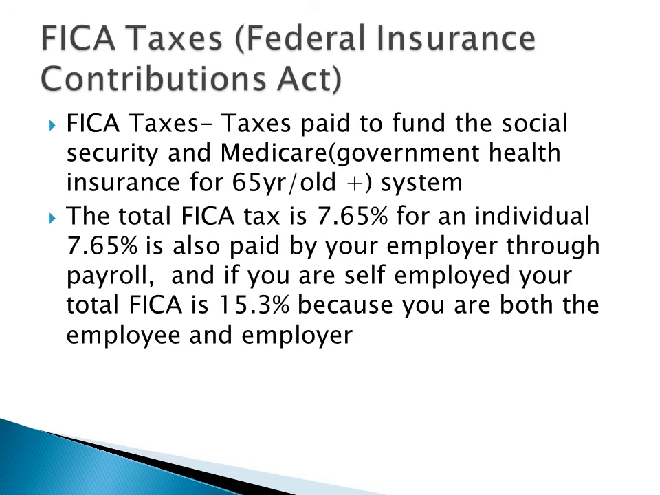The first definition that I want to bring up is the FICA taxes, which is the Federal Insurance Contributions Act. What they are is taxes paid to a fund for Social Security and Medicare, which is a government health insurance for people over the age of 65. The total FICA tax is 7.65% combined, and your employer is also paying an additional 7.65% for a total of 15.3%. And if you're self-employed, you're actually paying both because you're both the employee and the employer. On the next slide, I'm going to show you the breakdown and an example as well.